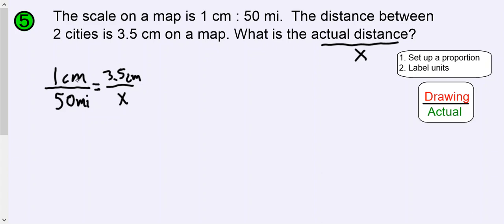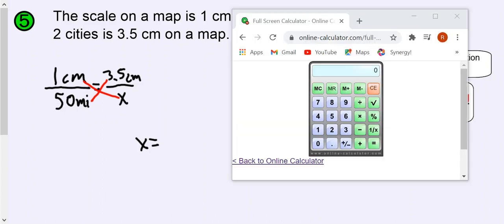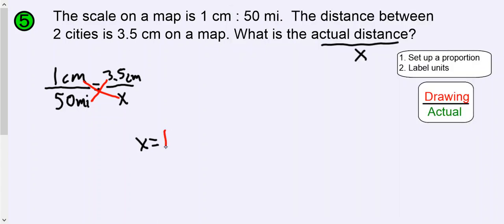So 1 centimeter times x will just be x. So x equals, and the other side of the equation is going to be the actual distance. So we did 1 times x. Now we're going to do 50 miles times 3.5. So 50 times 3.5 is equal to 175. So the actual distance between the two cities is 175 miles.